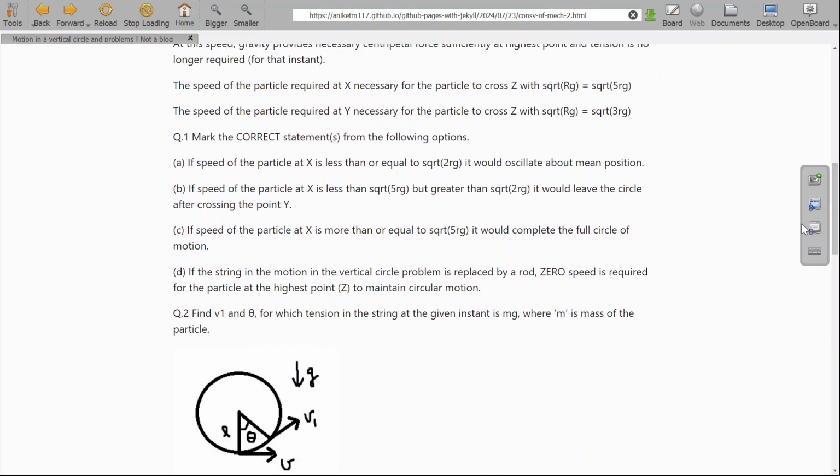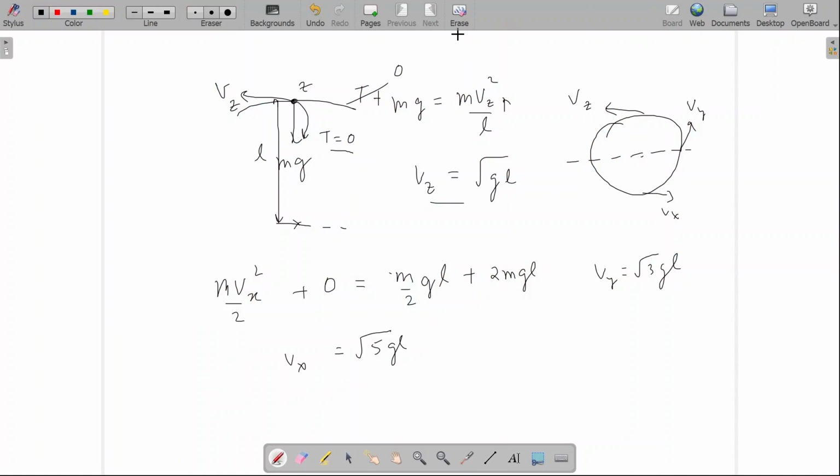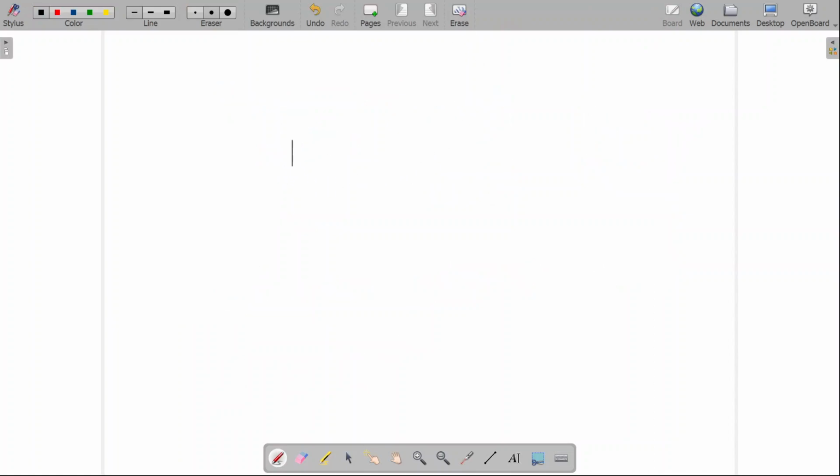Now we have a question with more than one choice of options. We have to mark the correct option. The speed of the particle at x is less than or equal to square root 2 rg. It would oscillate about the mean position. So this is a correct option. I'll show you how. The question is, if we have a particle connected to a string and we give it a velocity v less than or equal to square root 2gL, what will happen?